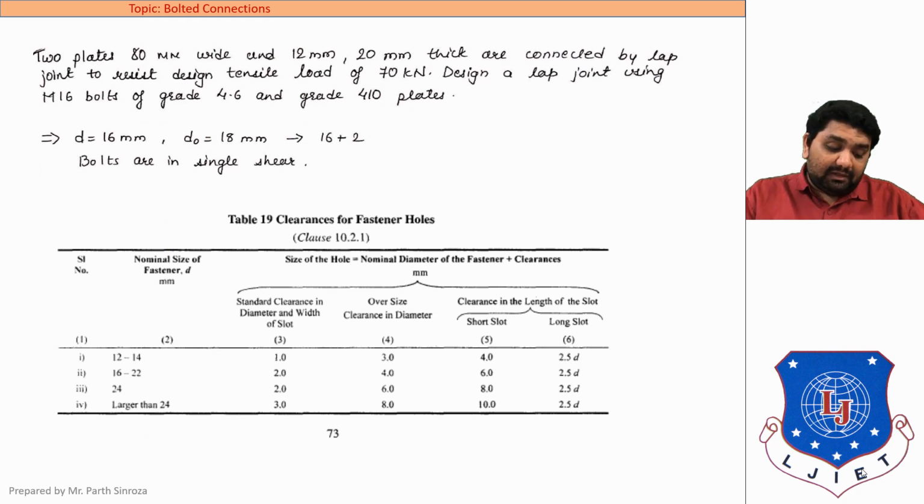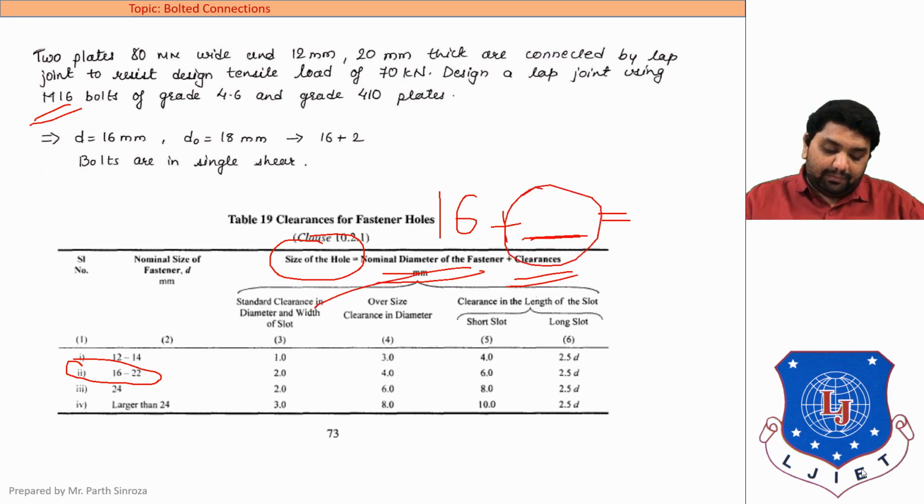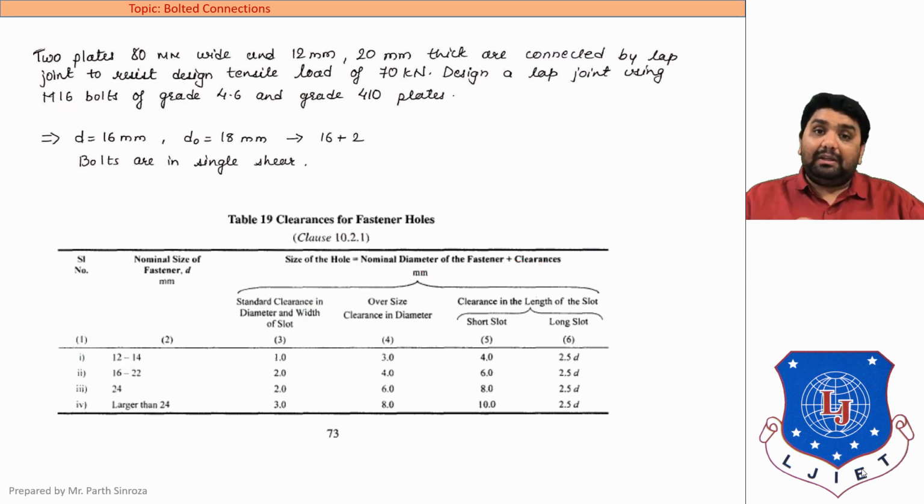In our case it is given as M16 bolts, so we will be using this case, that is 16 to 22. Clear? And here it is given, size of hole. That means the nominal diameter of bolt plus clearance will be the total size of the hole. The nominal diameter of fastener is given in the question as 16. So we need to add this clearance to get the final value of hole diameter. For the clearance value, we will be referring to column number 3. Every time in our entire semester, we will be dealing with this column number 3. Other columns are not yet in your syllabus.